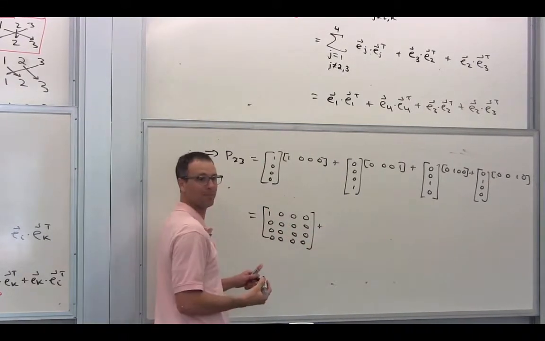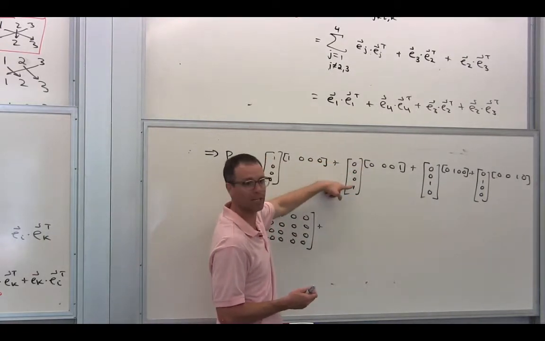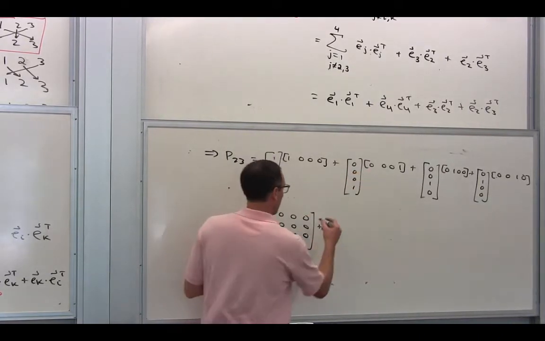Okay, now what? Scalar multiples of the rows. The first 3 rows will immediately be 0. The last row will just be a copy of that row vector, which means what's that matrix?